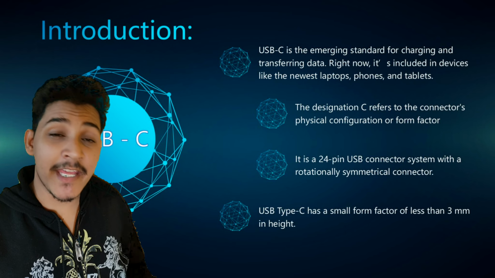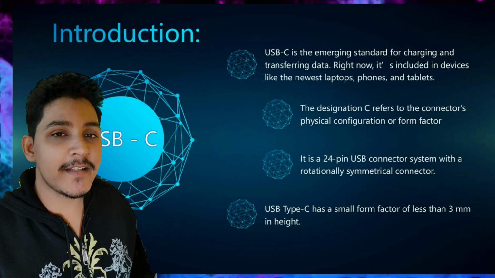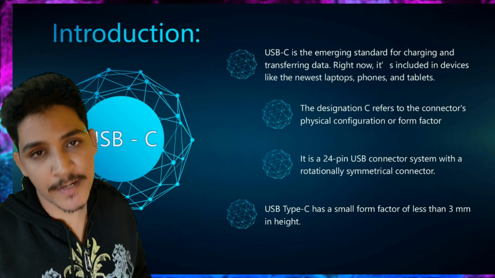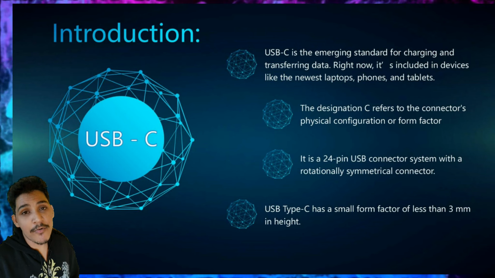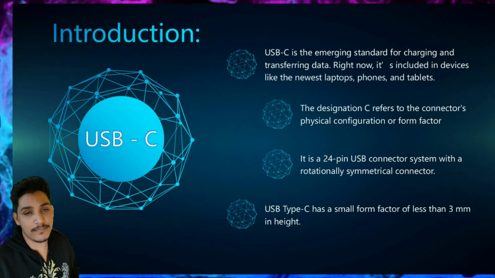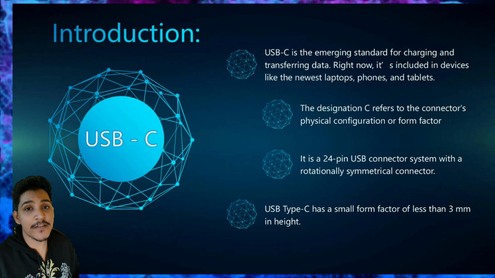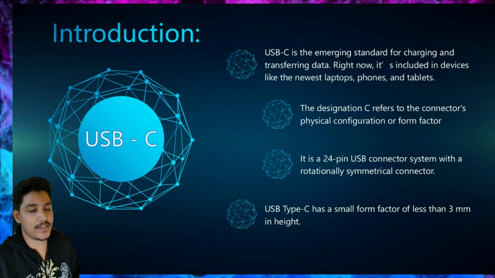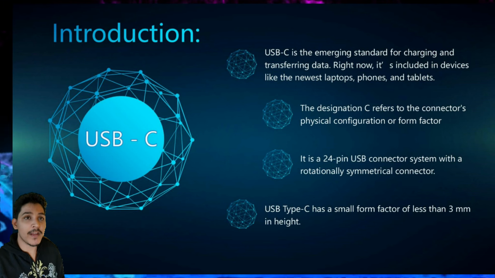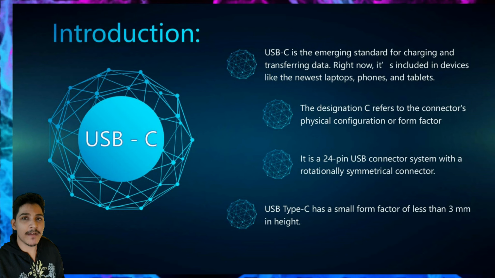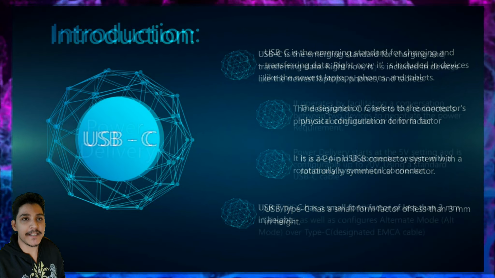USB Type-C is an emerging standard for charging and transferring data over USB, and the data transmission speed can go up to 40 gigabits per second. Right now, it is included in devices like the newest laptops, cell phones and tablets, and some smartwatches. The designation C refers to the connector's physical form factor and its configuration. USB-C is a 24-pin USB connector system with a rotationally symmetrical connector. USB Type-C has a small form factor of less than 3 mm in height.